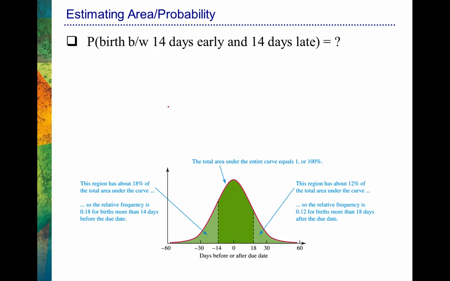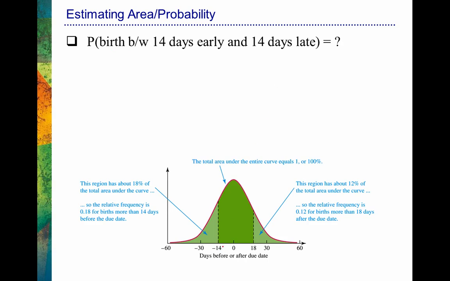Let's go through another example. Here we're looking at the same distribution that we were looking at before with the same labels, but based on what we know about that distribution, let's alter the question a little bit and see if we can figure out the answer. What's the probability of a woman giving birth between 14 days early and 14 days late?